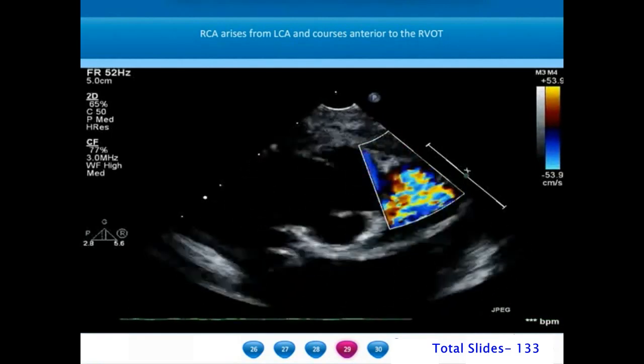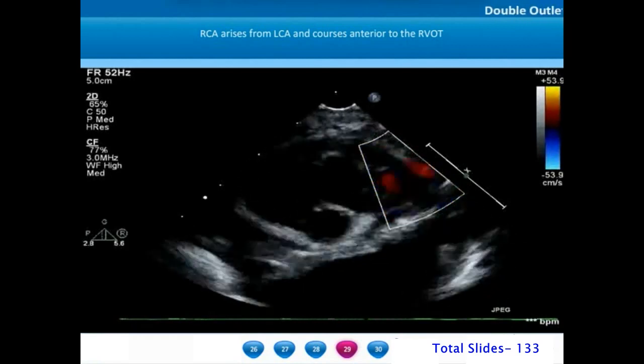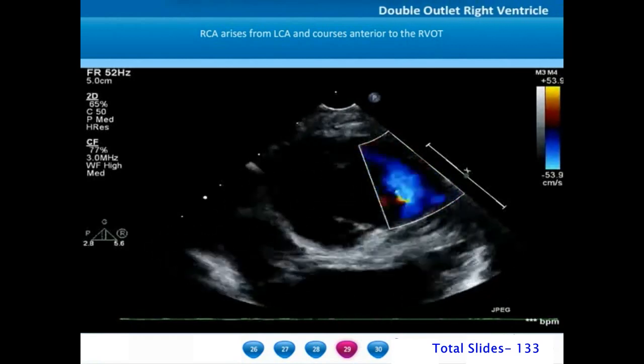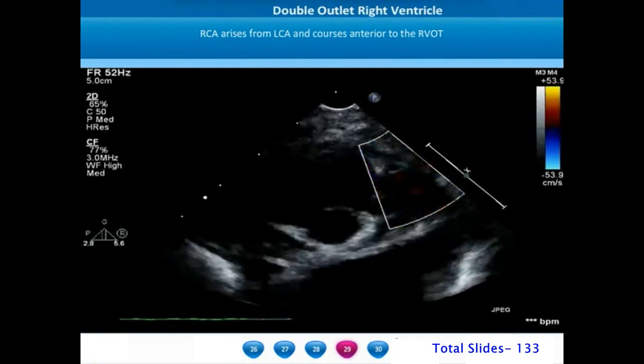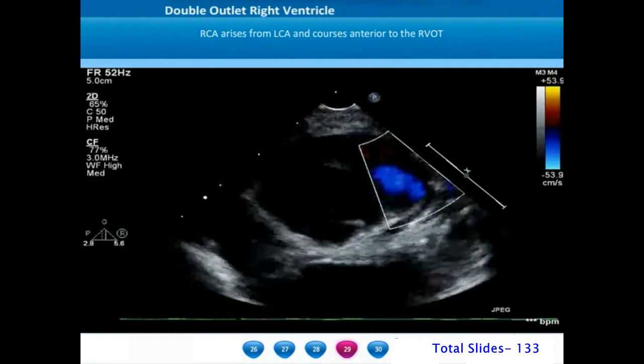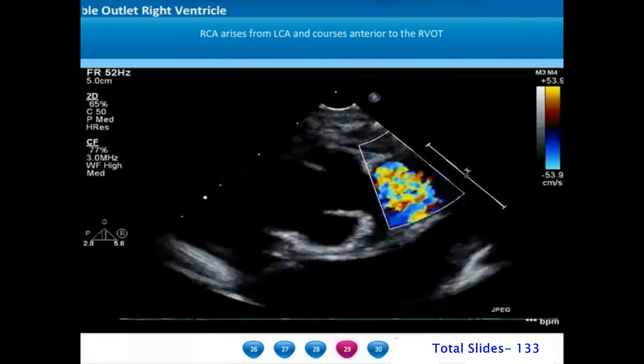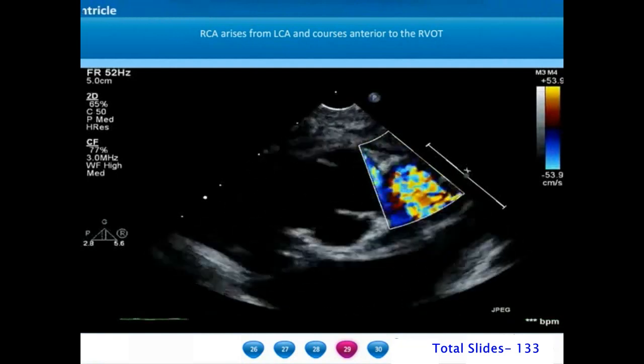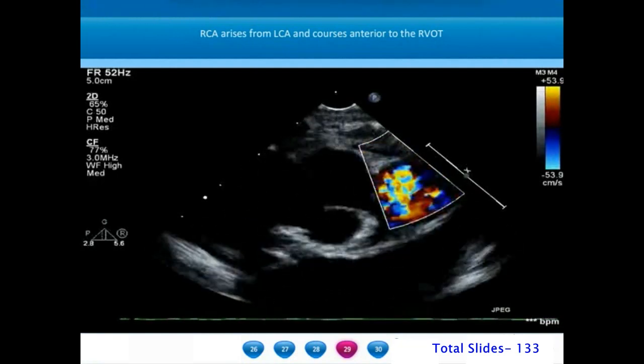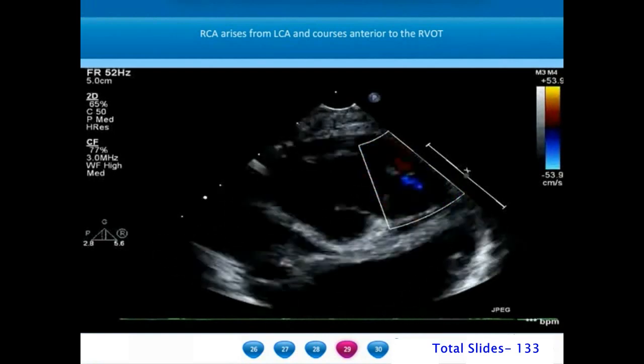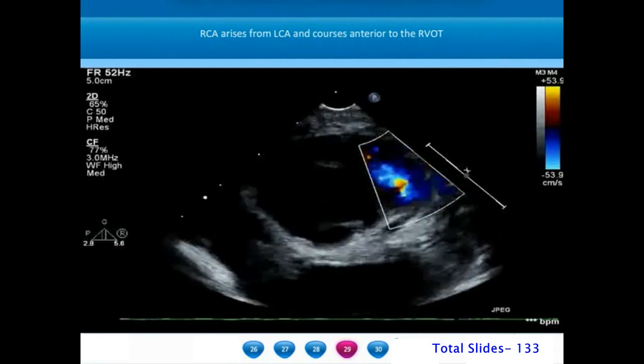If you carefully observe the pulmonary outflow tract, immediately anterior to that you can see a parallel track which is showing flashes of red color. So here the right coronary artery is coursing anterior to the right ventricular outflow tract and crossing across the RVOT.